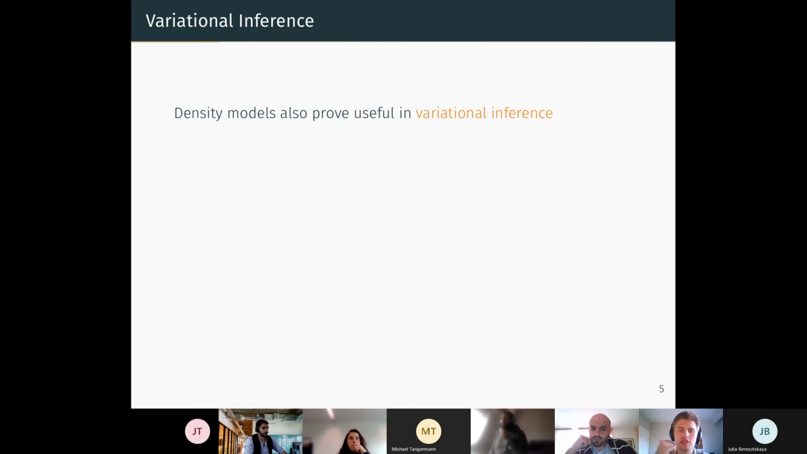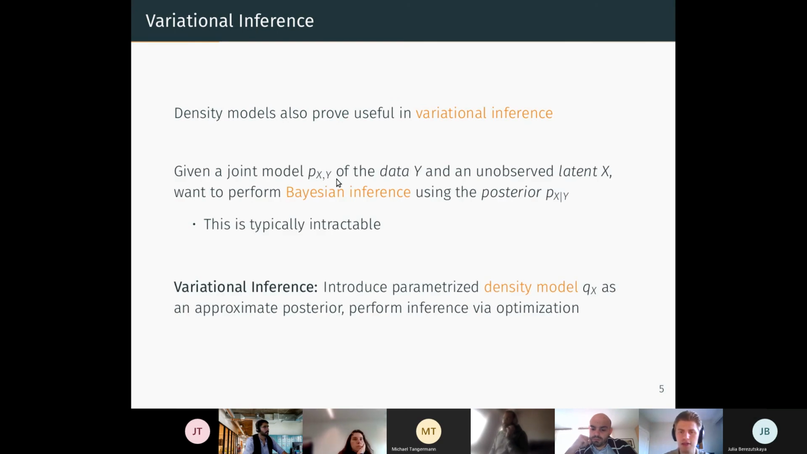Density models are also useful in variational inference. Probably don't have to go too into detail, but the Bayesian inference setting here, I'll write the joint model that you have for Bayesian inference as P of X, Y, where the data is now Y and the latent is X. The reason I'm using this notation, which is a more traditional stats notation, as opposed to the machine learning P of X, Z, is because if I keep X the same here, then I can use the same CIF formulation for density estimation and VI.